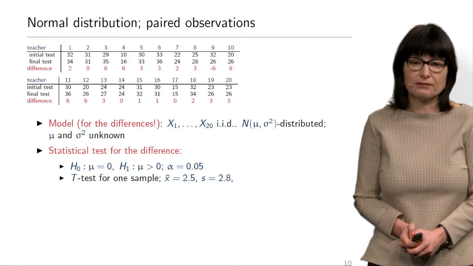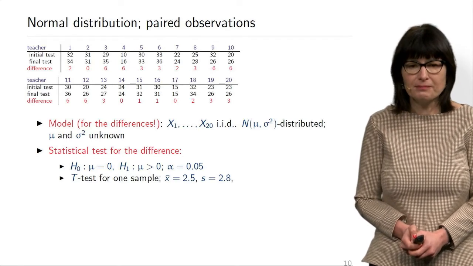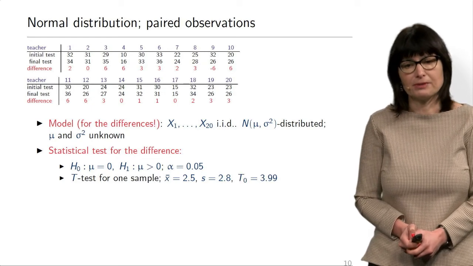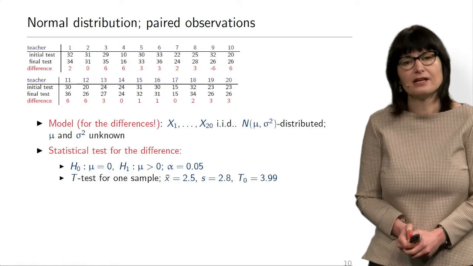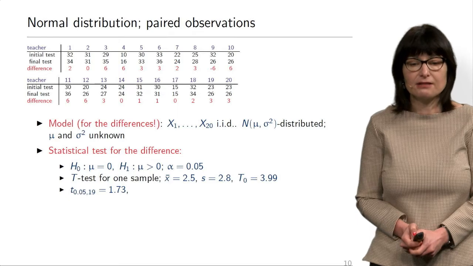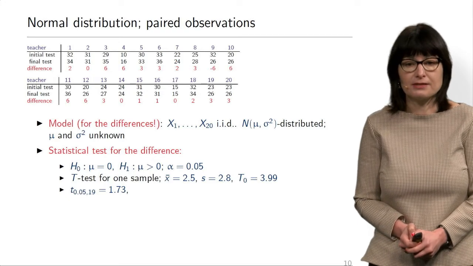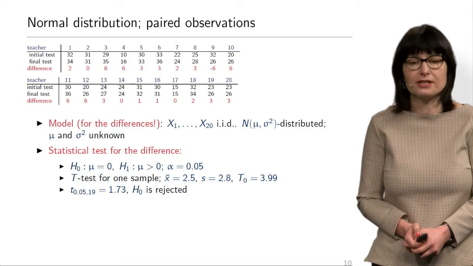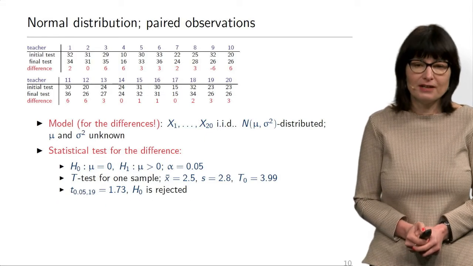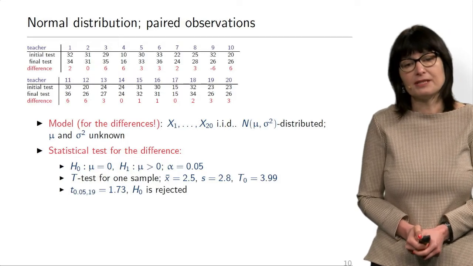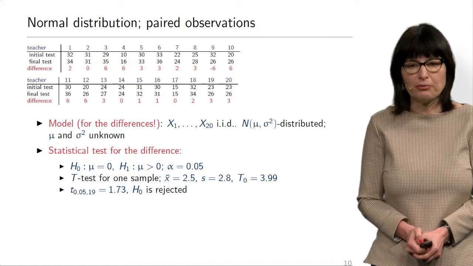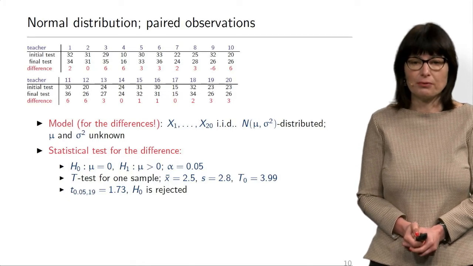So we have this data, sample mean and sample standard deviation. We can compute the t-statistic. It will be equal to 3.99 in this case. We're already very hopeful because it sounds like quite a big value. And indeed, critical value in this case will be 1.73. So H naught is rejected. And that means in words that we are very happy that the course was actually helpful and the teachers have improved.